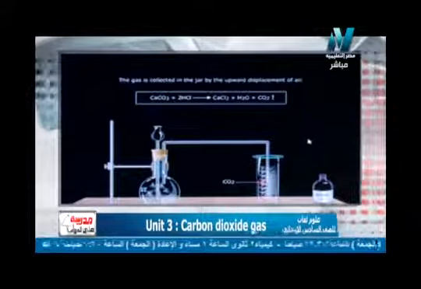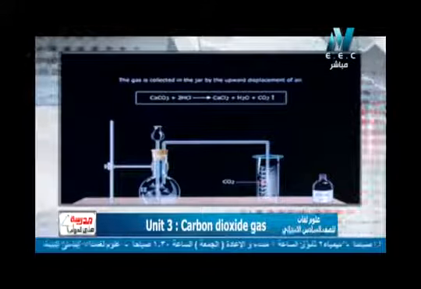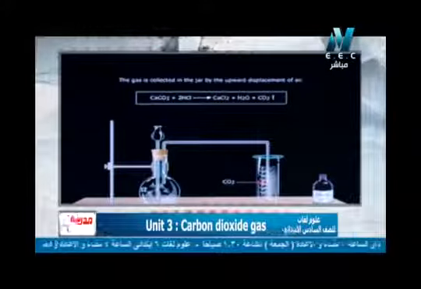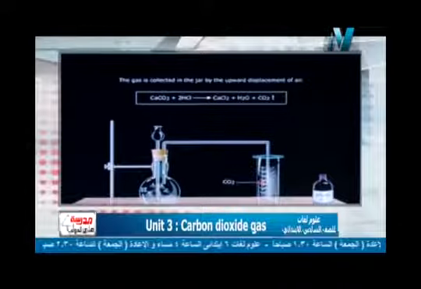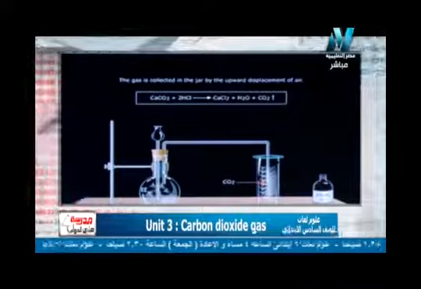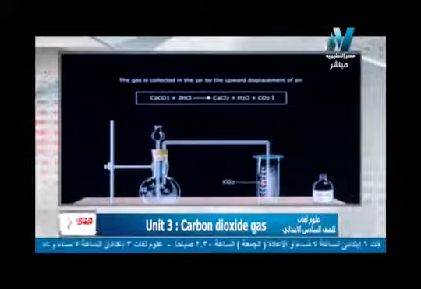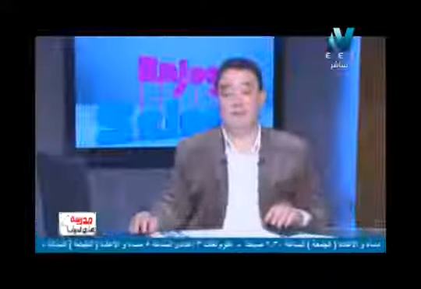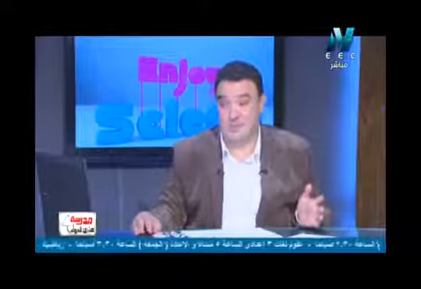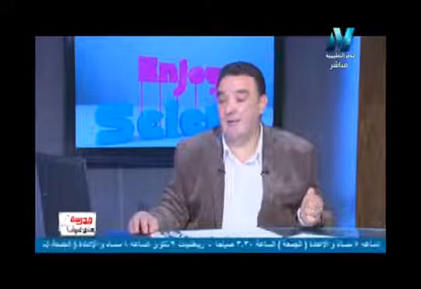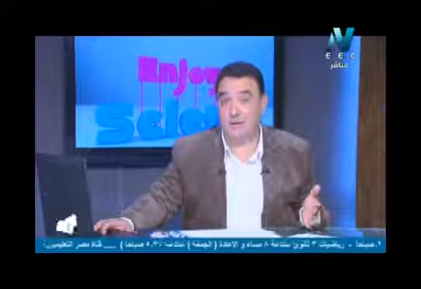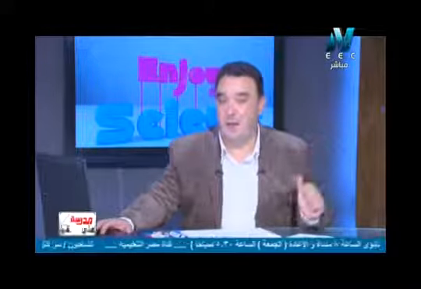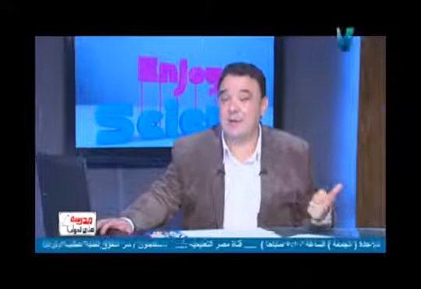So now we have prepared carbon dioxide gas in the lab, and now let us move to a new point in this lesson about carbon dioxide gas. Let us have, for example, the steps of this experiment to know how to prepare carbon dioxide gas in the lab. After we have set this apparatus of carbon dioxide gas preparation, we poured صبينا مادة مهمة قوي اسمها hydrochloric acid on the calcium carbonate that produces carbon dioxide gas.